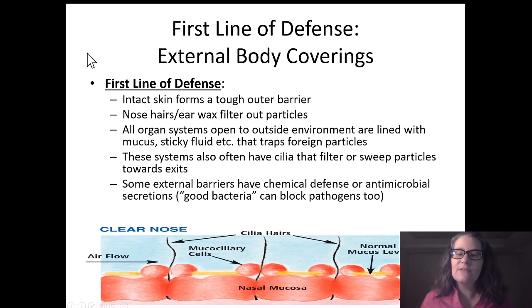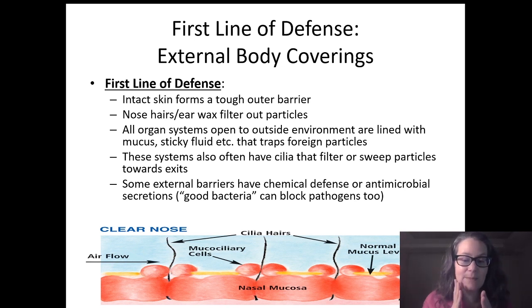So let's go through the first line of defense. The first line is external innate, so you don't need previous exposure to pathogens to build this particular defense. Instead, it's something you typically are born with, and it's going to work non-specifically to defend your body against any kind of non-self particles, pathogens, toxins that you come into contact with. The first line of defense includes all of your external barriers.